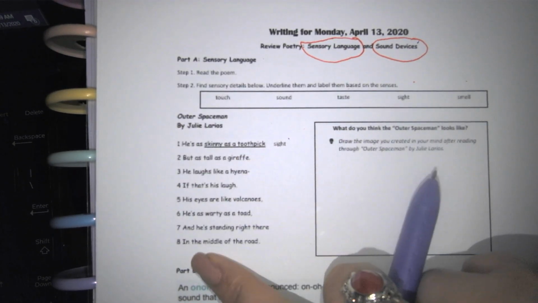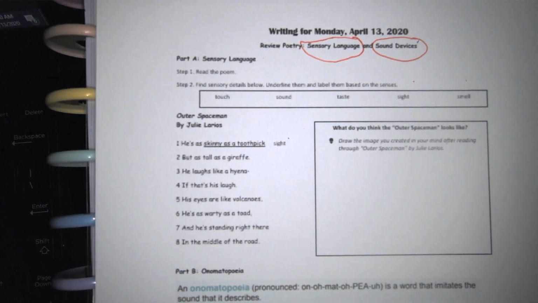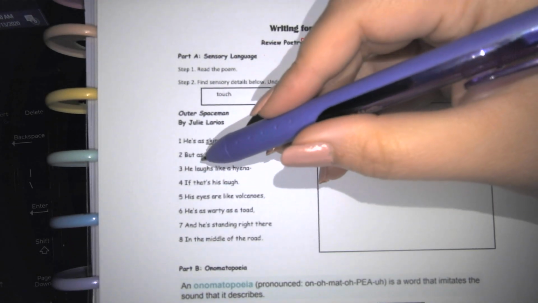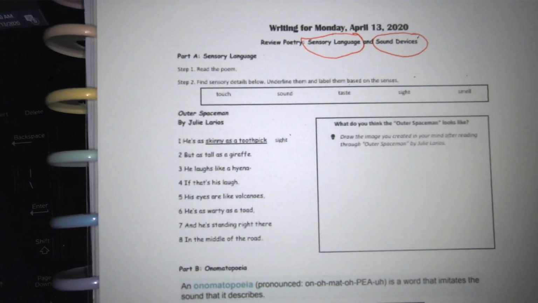Go ahead and read the rest of the poem and then try to see what sense she's appealing to. Go ahead and pause your screen.